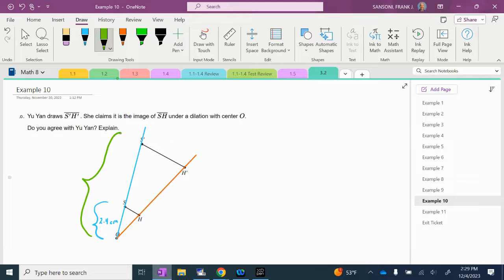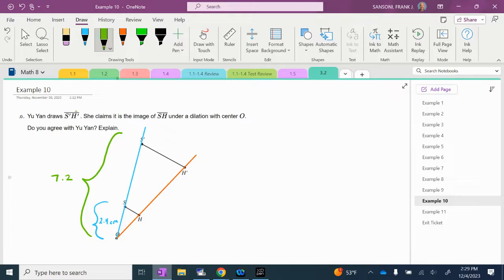O to S prime. 7 point... Go with 7.2, and the reason you want to go with 7.2 is because 2.4 times what is 7.2? 3. We've already done that problem, right? Okay, so this has a scale factor of 3. From S to S prime has a scale factor of 3. If this has a scale factor of 3, then she is correct. If it doesn't have a scale factor of 3, then she is not correct.